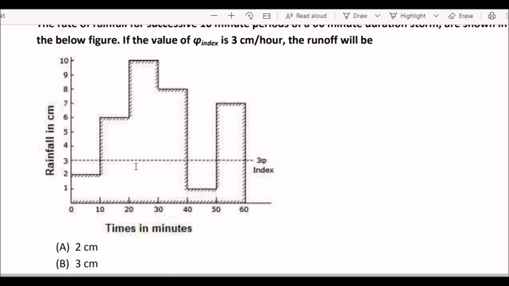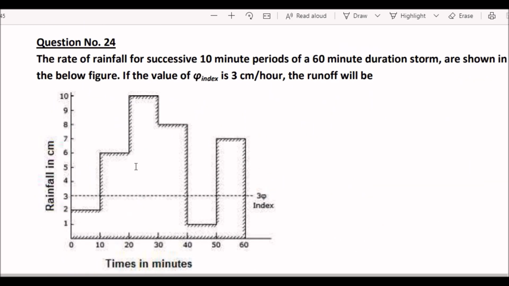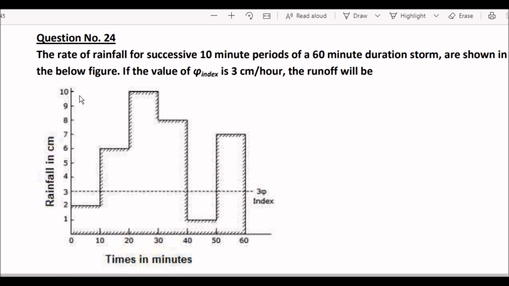Okay, next question. The rate of rainfall of successive 10 minutes period of a 60-minute duration storm are shown in the below figure. This is the figure, guys. If the value of phi index is 3 cm per hour, the runoff will be, okay, according to this figure. Your options are, take a screenshot of the figure according to you.